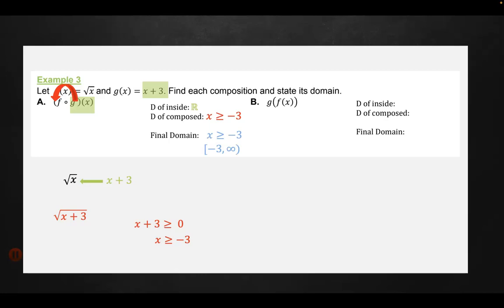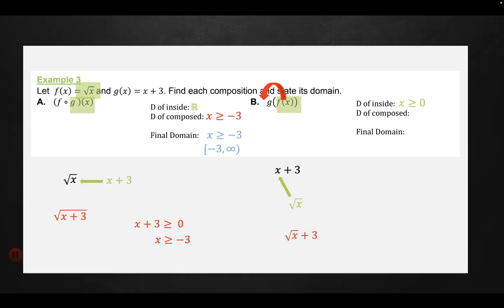Now, last example here with b, you've got g of f of x. So again, my inside function is the f function, which is the square root of x. That domain is going to be x is greater than or equal to 0. I'm going to go ahead and do that composition now. So I've got my f function going into my g function. So I've got my g function, which is x plus 3. In place of that x, I'm going to put in the square root of x.